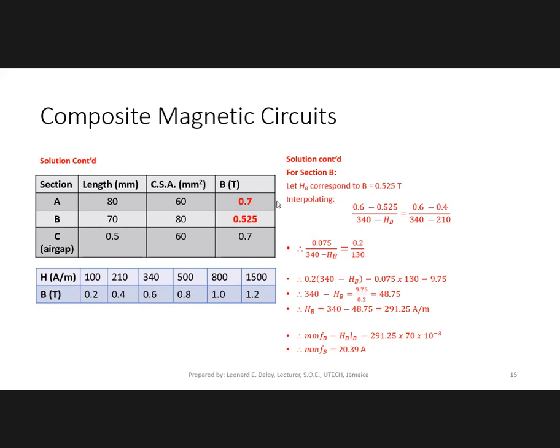All right, so we use that now. Let HB be the H corresponding to B equal to 0.525 Tesla, and we do the interpolating. So basically, we are finding the gradient of 2 different sections of the same line. On the right is the whole line between 0.6 and 0.4. Remember, it's BH, so B would be on the vertical, H would be on the horizontal. So it is the difference in vertical height over the difference in horizontal length. So rise over run, basically.